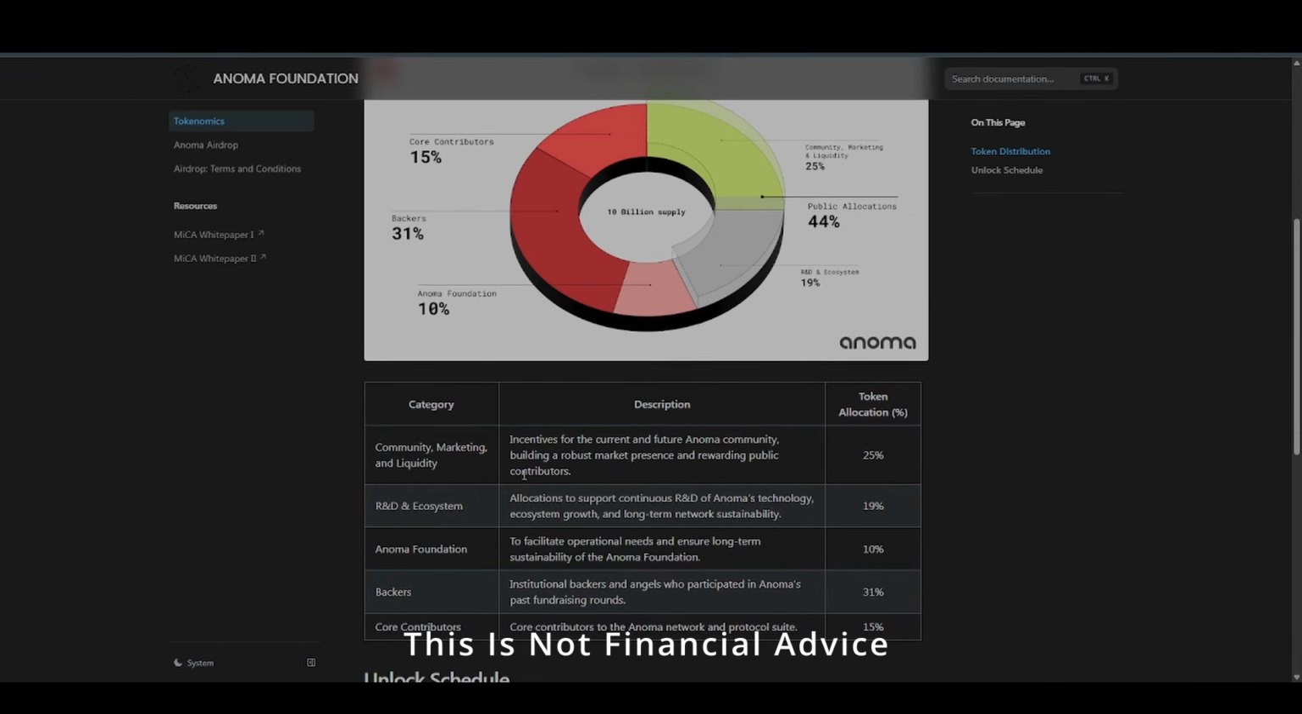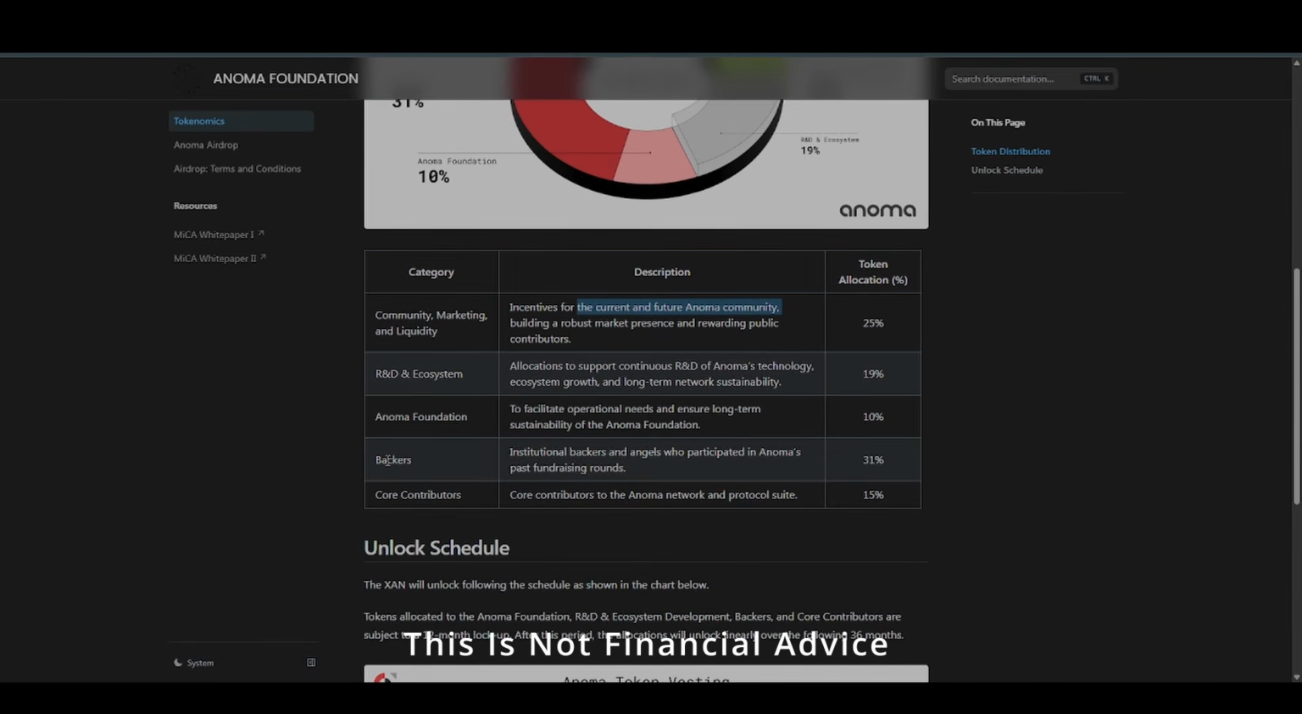Now in terms of community marketing and R&D, those are basically incentives for the current. So I get it. Basically they are adding R&D as well as community marketing and liquidity together to get to 44%. My bad. Anyways, this allocation is a really big one for the backers.